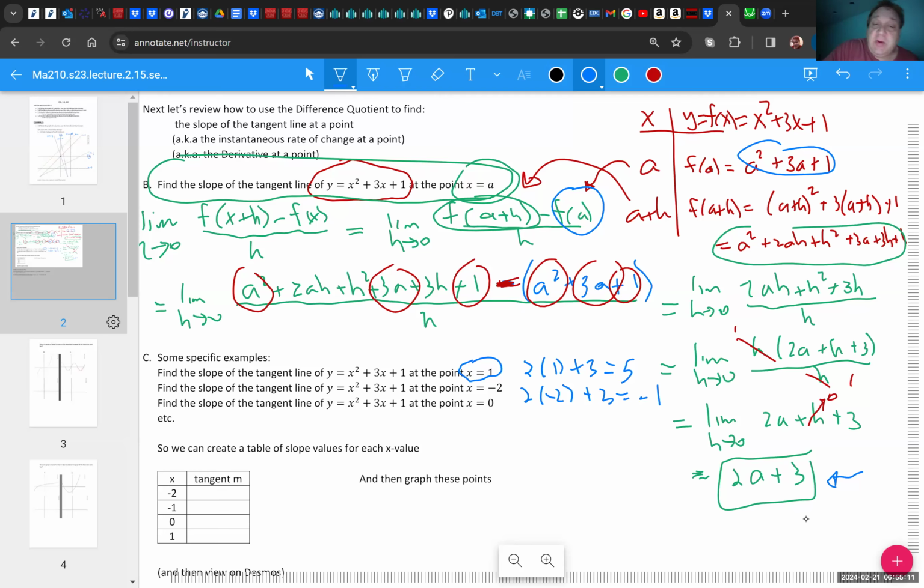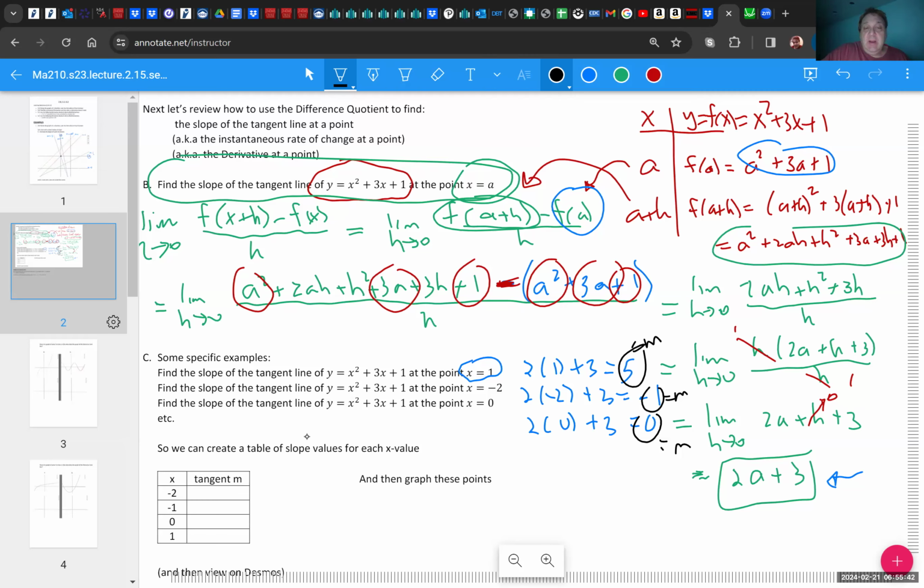And I can do that for any point. At 0, if I plug in that x value, I can find, these are all slope values, right? This is a slope value. The slope value is equal to 5. The slope value is equal to -1. The slope value is equal to 0. Remember, our formula here, 2a plus 1, finds the slope of the tangent line at whatever point we specify, and I can make up whatever points I want. I just made up 3 as an example.